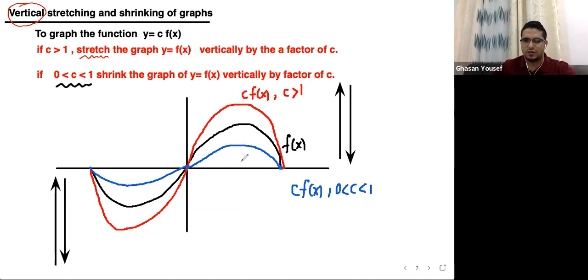Shrinking means, look at the blue one, is it close to the x-axis? We push the black one down. The black one is f of x, and we push it down, the blue one. And the same for this side, we push it down like this. This means shrinking vertically.